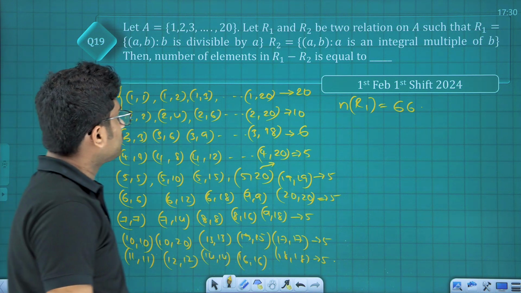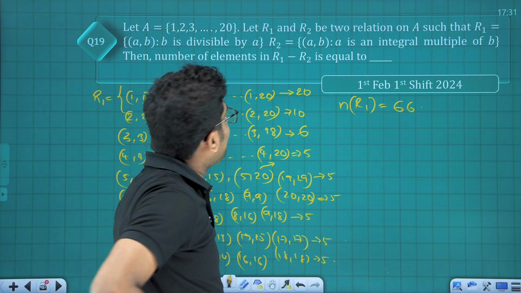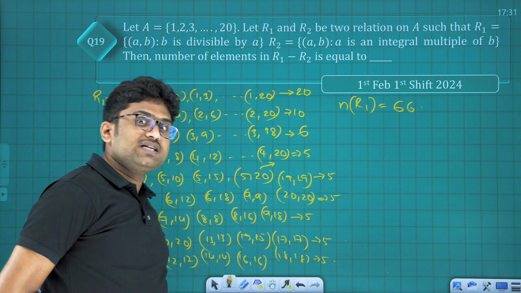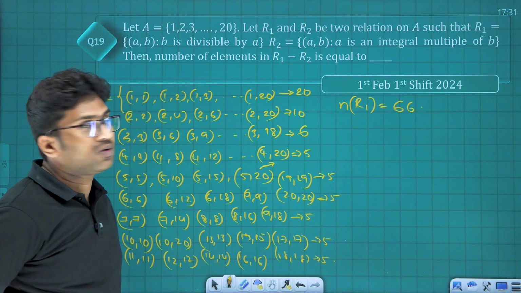R2 is A such that A is an integral multiple of B. Okay, A is an integral multiple of B. Then the number of elements in R1 minus R2.